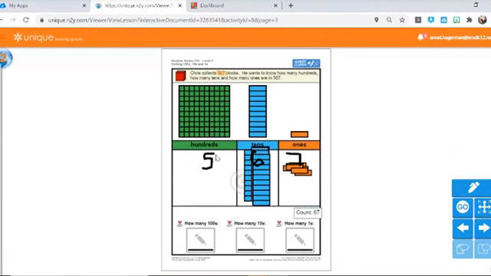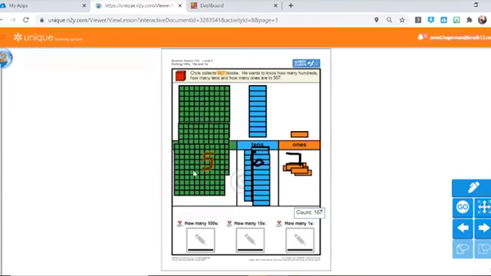How many hundreds do I have, Aisha? What's that number right there? 7. No, right here in the hundreds place. That's a 5. So let's count 500.